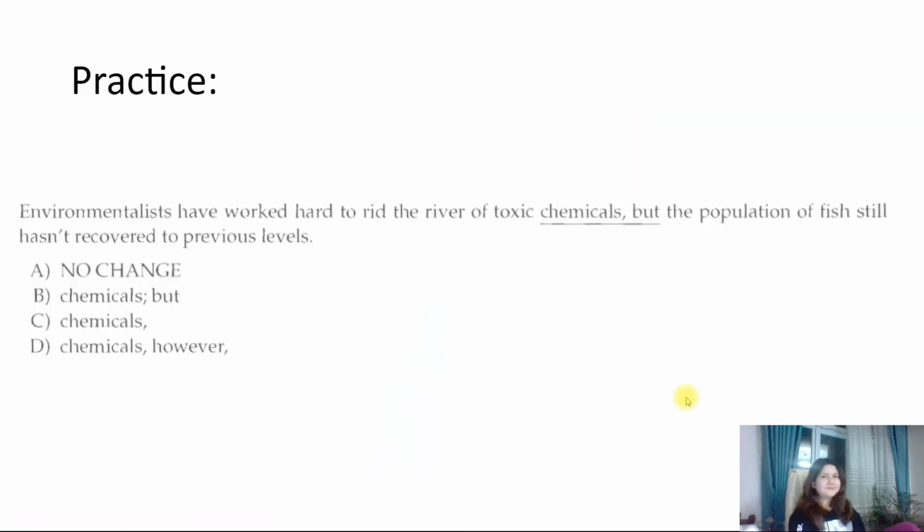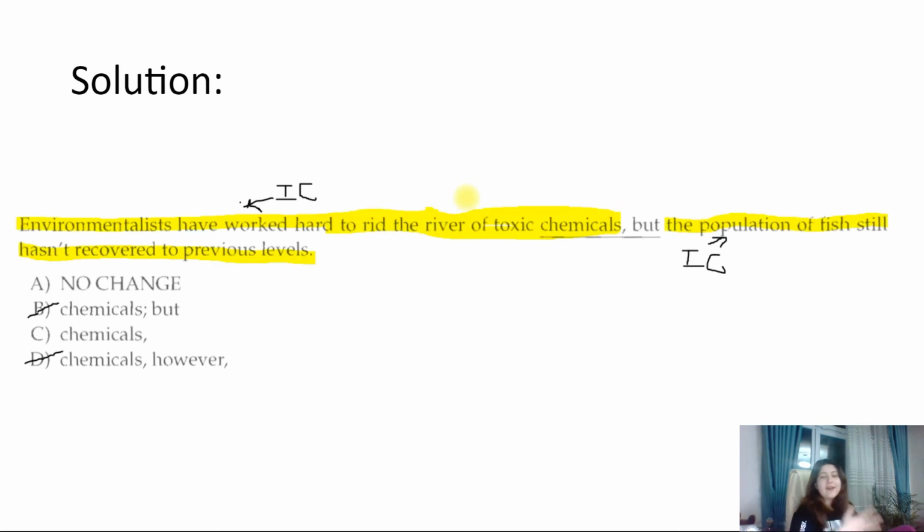Let's do some practice questions. Take a look, pause this video, and try to solve this question without my help. On the next slide, you will see my detailed solution. Environmentalists have worked hard to rid the river of toxic chemicals, but the population of fish still hasn't recovered to previous levels. The first thing that I will do is define, does this sentence consist of independent clauses, or maybe of an independent and a dependent clause, or maybe of two dependent clauses?